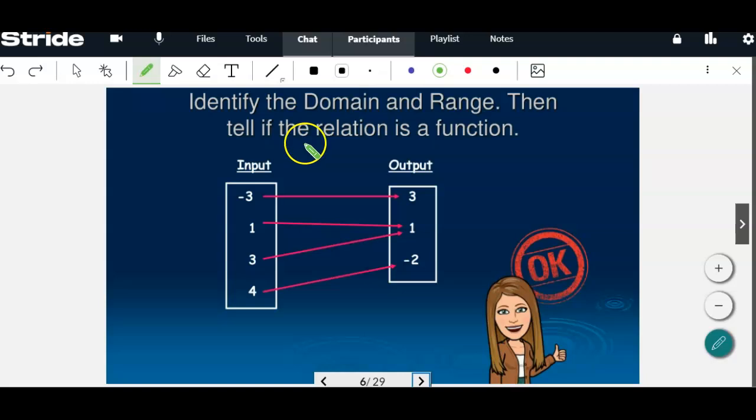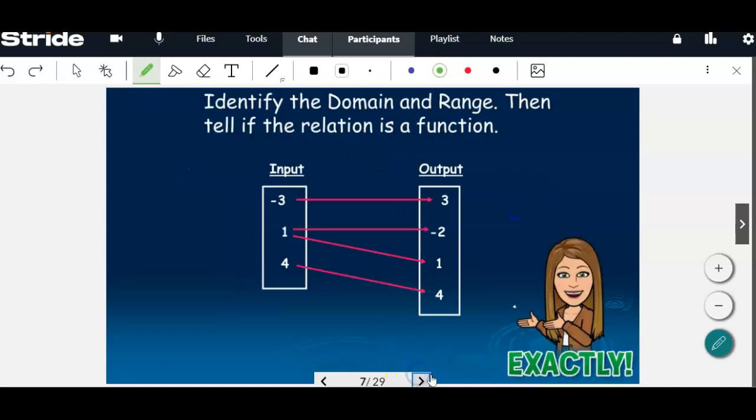Identify the domain and range, then tell if the relation is a function. Remember, the domain is just your input values. So I'm just going to put here, domain. Then our range. So we need to do the check to see that the x values are not repeated. There's only one line going to each one. And if you wrote those as ordered pairs, the x does not repeat, so this is a function. All right, here, if you look at 1, it has two y values, and if we wrote those as ordered pairs, 1, -2, and 1, 1, they repeat, so not a function.